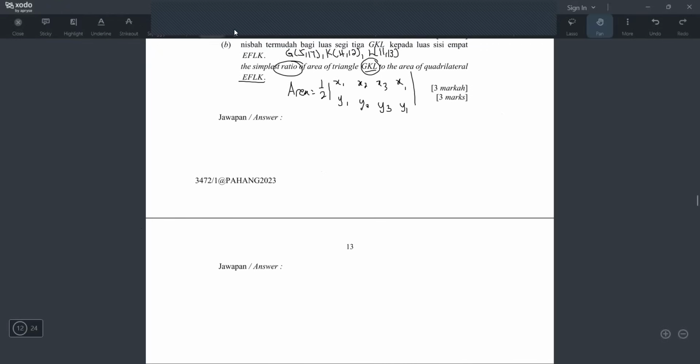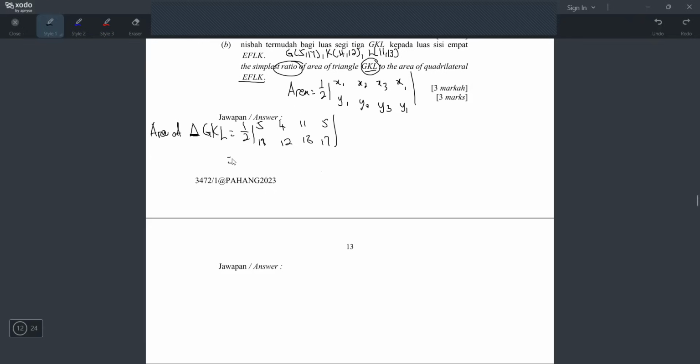Okay, so let's do it. Let's write it here. Area of triangle GKL. Let's use the formula 1 over 2 modulus. We will write our coordinates like this. The first coordinate I will write (5, 17), and then (4, 12), and then (11, 13). And before you close the modulus, repeat the first one, (5, 17), right? So this is how you write the formula.